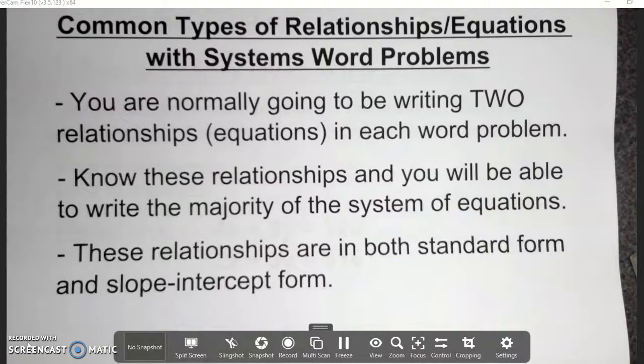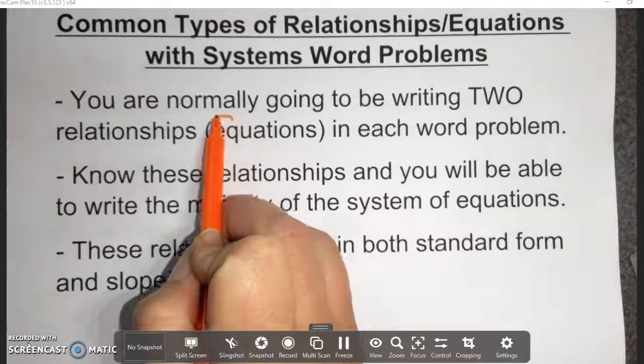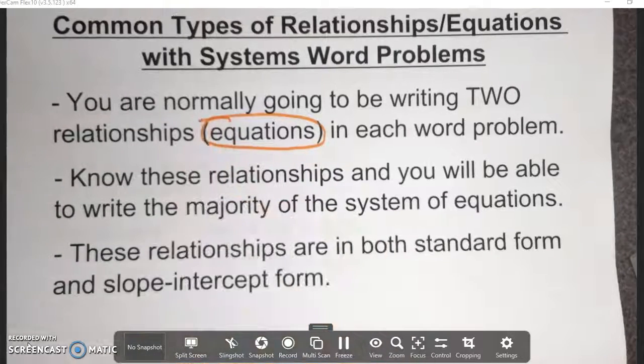Common types of relationship equations with system word problems. You're normally going to be writing two relationships or equations in each word problem. Know these relationships and you will be able to write the majority of the system of equations. These relationships are both in standard form and slope-intercept form. So just because you think one's in standard form doesn't mean the other one's going to be in standard form.